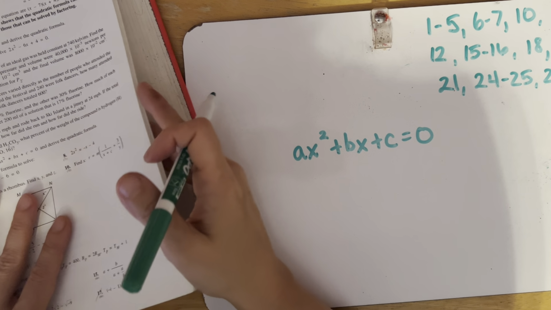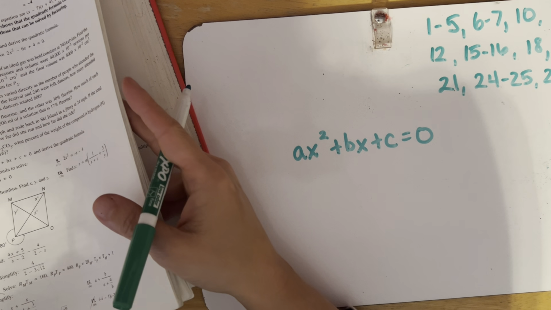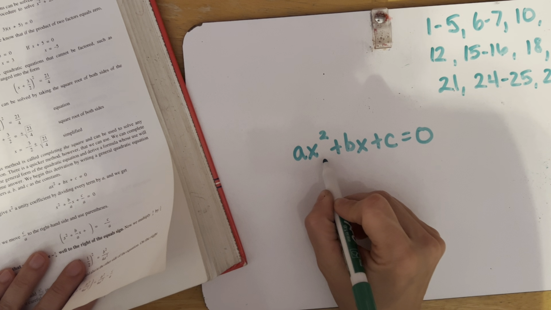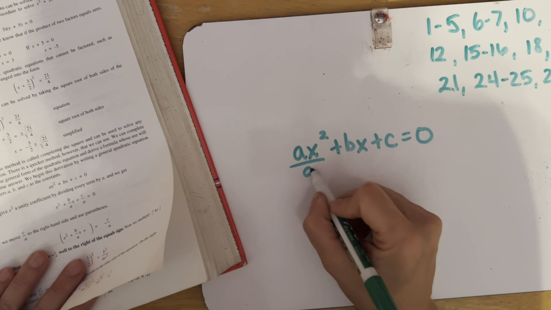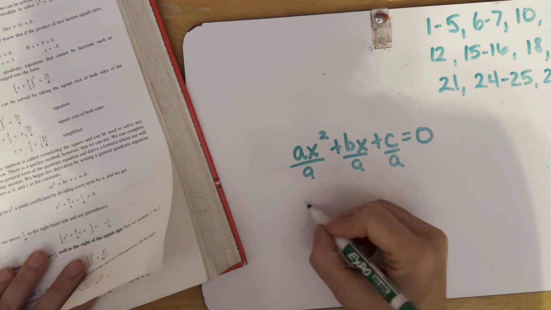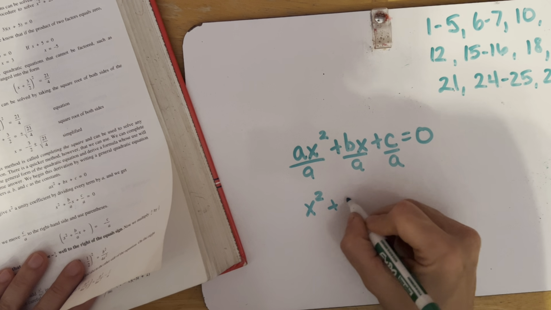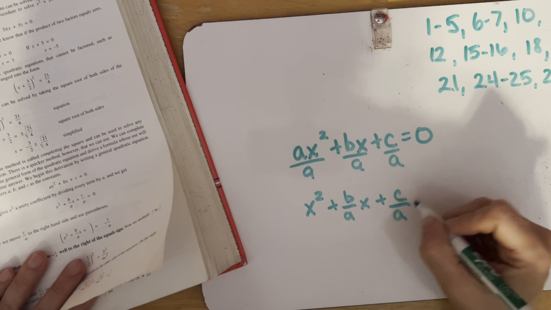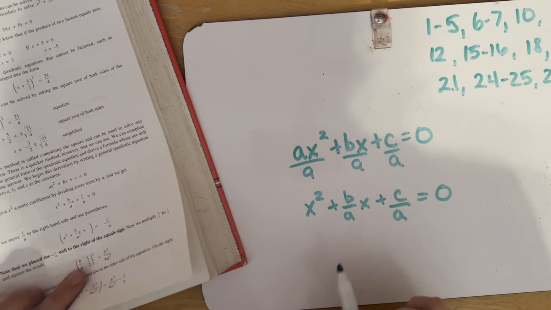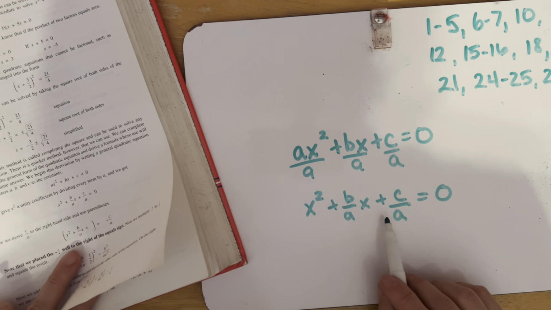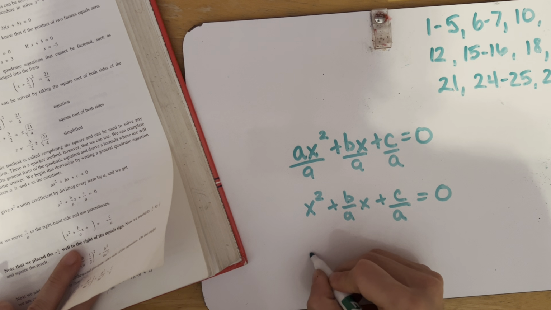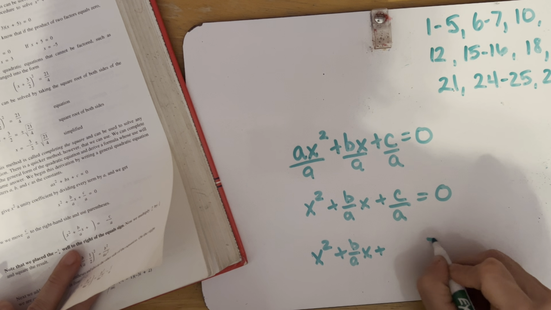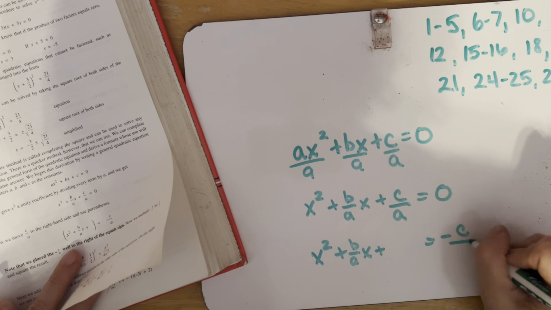Okay, so the first thing I'm going to do is, I can't have a coefficient when I'm completing the square. So I have to divide everything by a. So I have x squared plus b over a x plus c over a equals 0. Okay, now I'm going to leave a little space here and move this over here. So I have negative c over a.